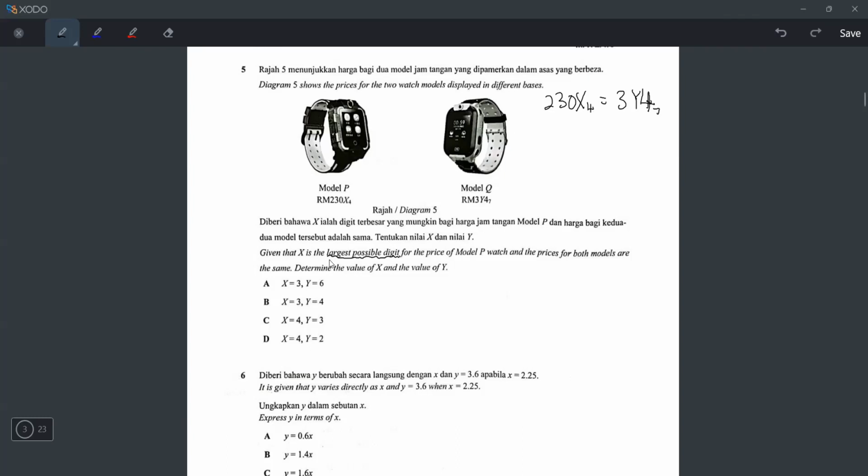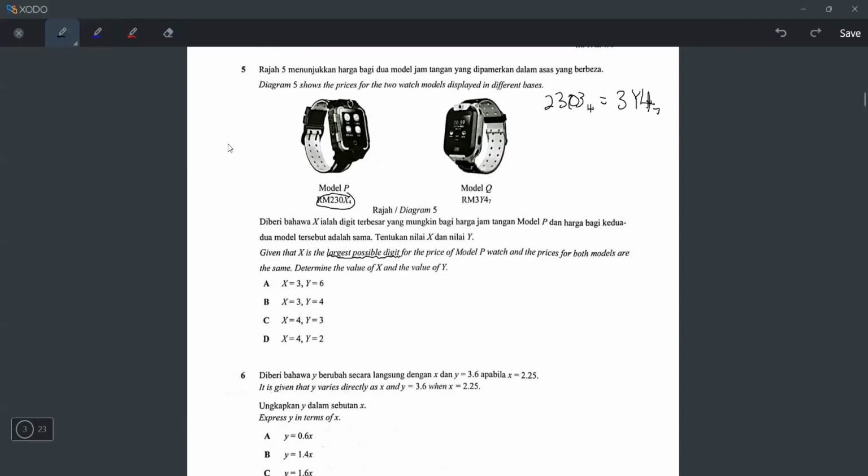And one more information is they say X is the largest possible digit for the price of model P. So we all know this value is in base 4. And if X is the largest digit, means we can actually know the X is 3. The X is 3. Why is it 3?